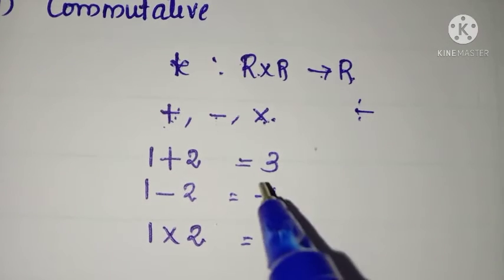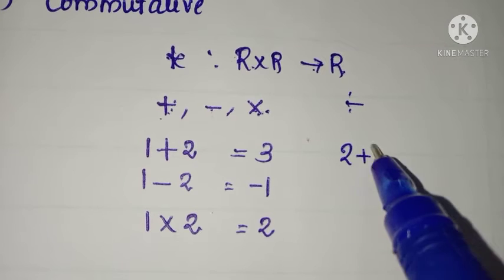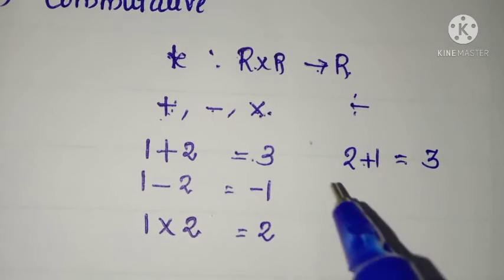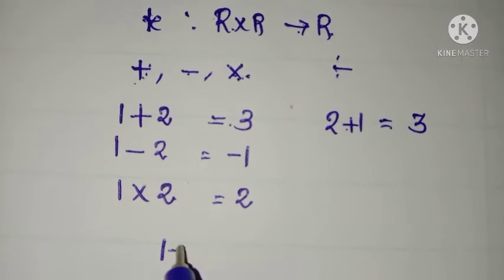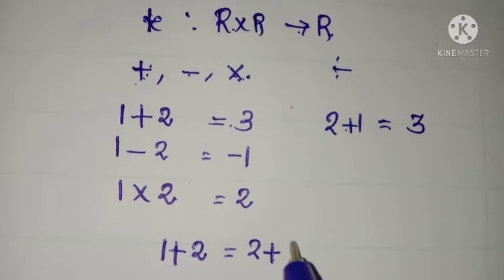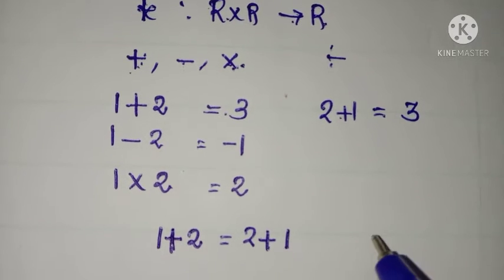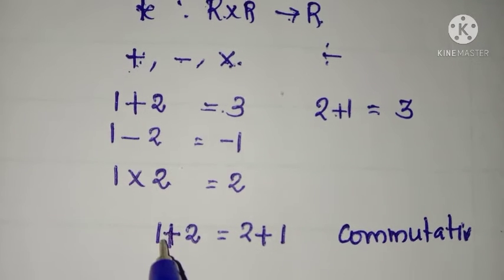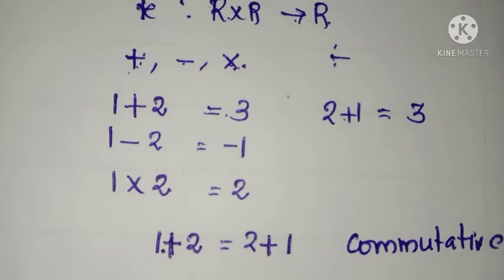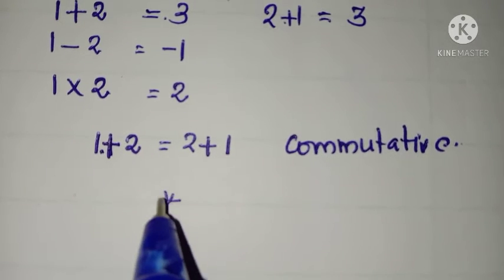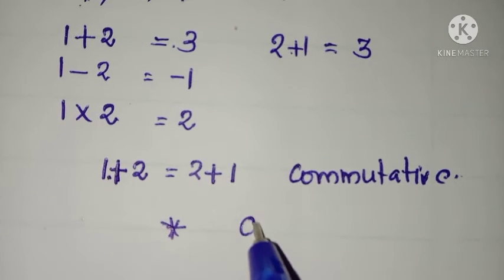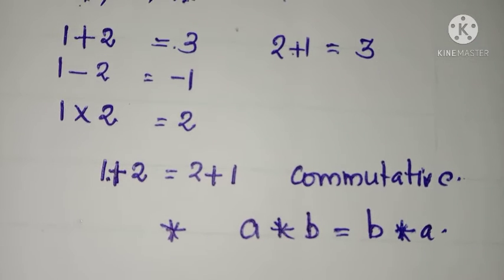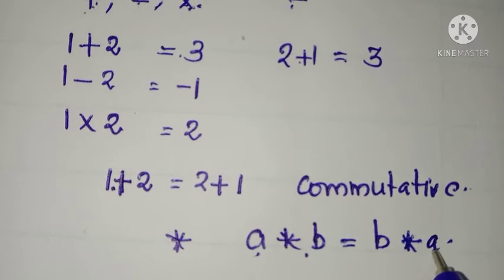Now listen, what about 2 plus 1? 2 plus 1 is equal to 3. So 1 plus 2 is the same as 2 plus 1. In this case, we can say that the operation addition satisfies the commutative property. So if any operation star satisfies the commutative property, then A star B is equal to B star A. Okay, A star B is equal to B star A.